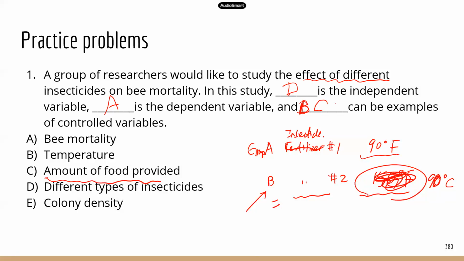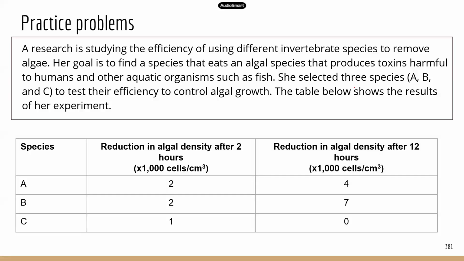Colony density, that could be a potential controlled variable, and that's because density does affect the organisms, right? If the density is too high, then it's going to stress out the individuals and they are more likely to die. Next question is a very long question, has multiple parts.